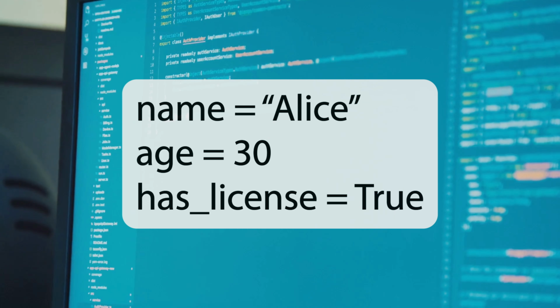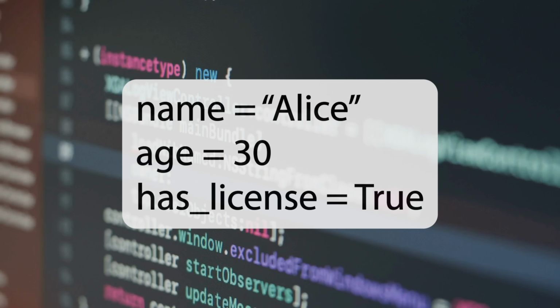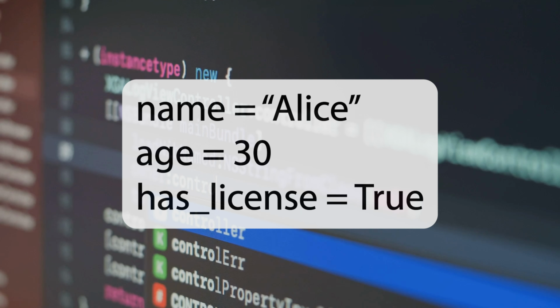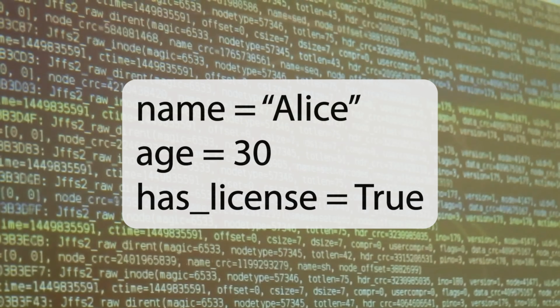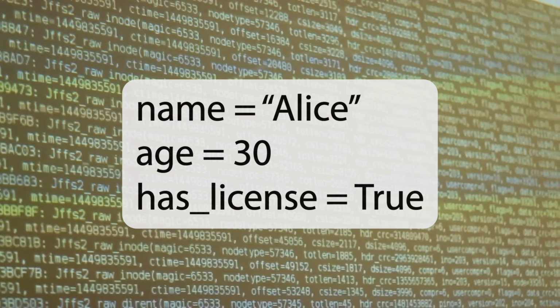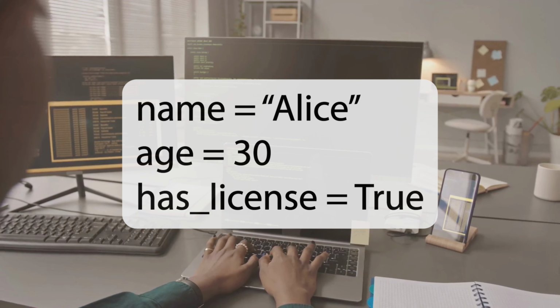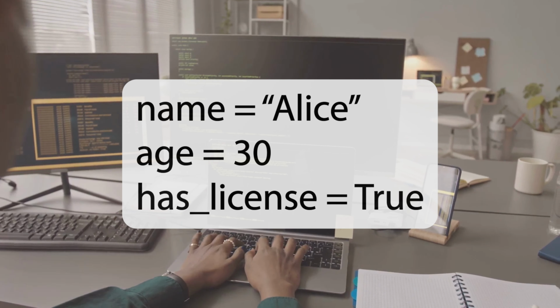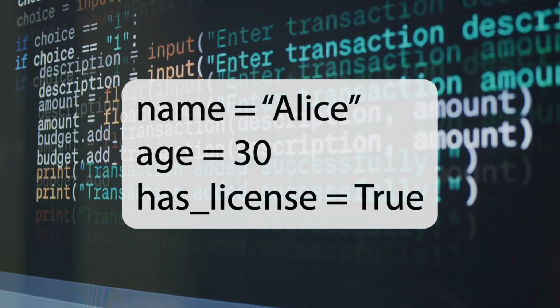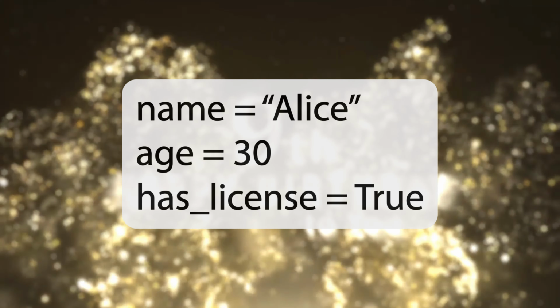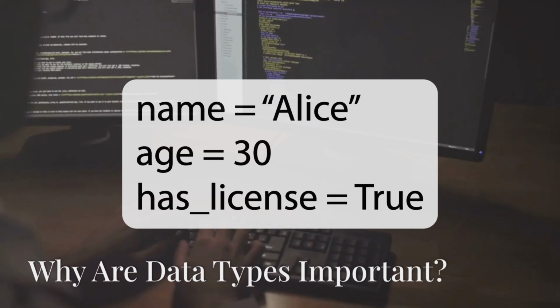In Python, you could imagine your code looking like this. The variable name stores the string Alice. The variable age stores the integer 30. The variable has_license stores the Boolean true. Once these variables are set up, you can use them throughout your program. For example, you could use the age variable to check if someone is old enough to drive, or the name variable to personalize a greeting.